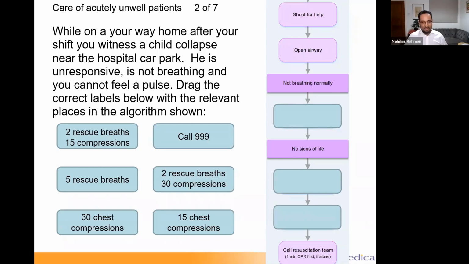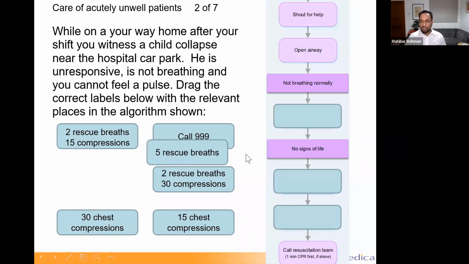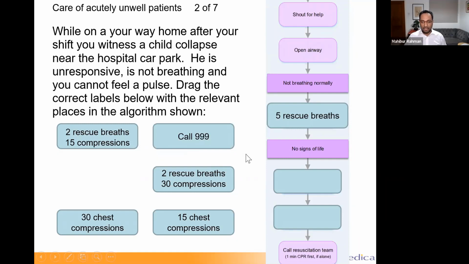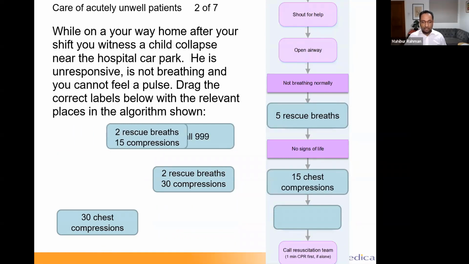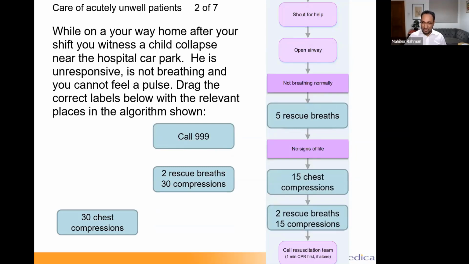Yeah, absolutely. Most children, if they go into arrest, it's respiratory. And that's why the most important thing to do first for a child is breaths. So we do 5 rescue breaths first. And then after that, you give 15 chest compressions. And then after that, the ratio is 15:2 in children, okay? And so that's the right sequence, all right?